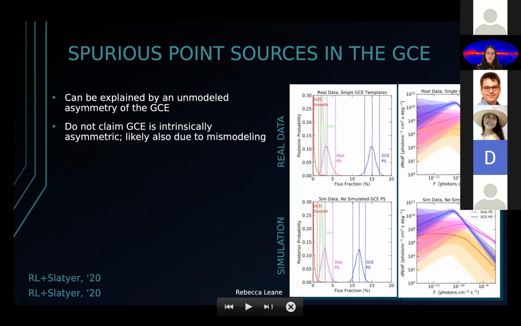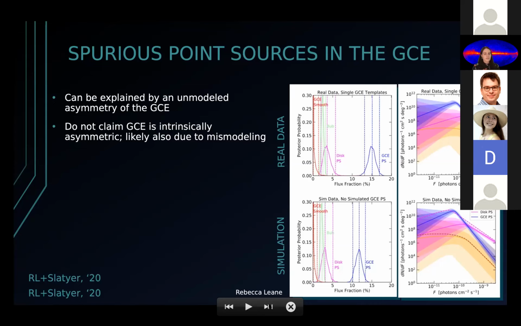What we found in simulations was if we simulated the best fit to the real data, which was this north-south asymmetry, and then tried to fit it with the old pipeline, which was just the symmetric point source template, we got something that looked a lot like the data. You see that the top and the bottom columns look very similar. We didn't simulate any galactic center excess point sources, yet the fit seemed to think that the point sources are really good there.